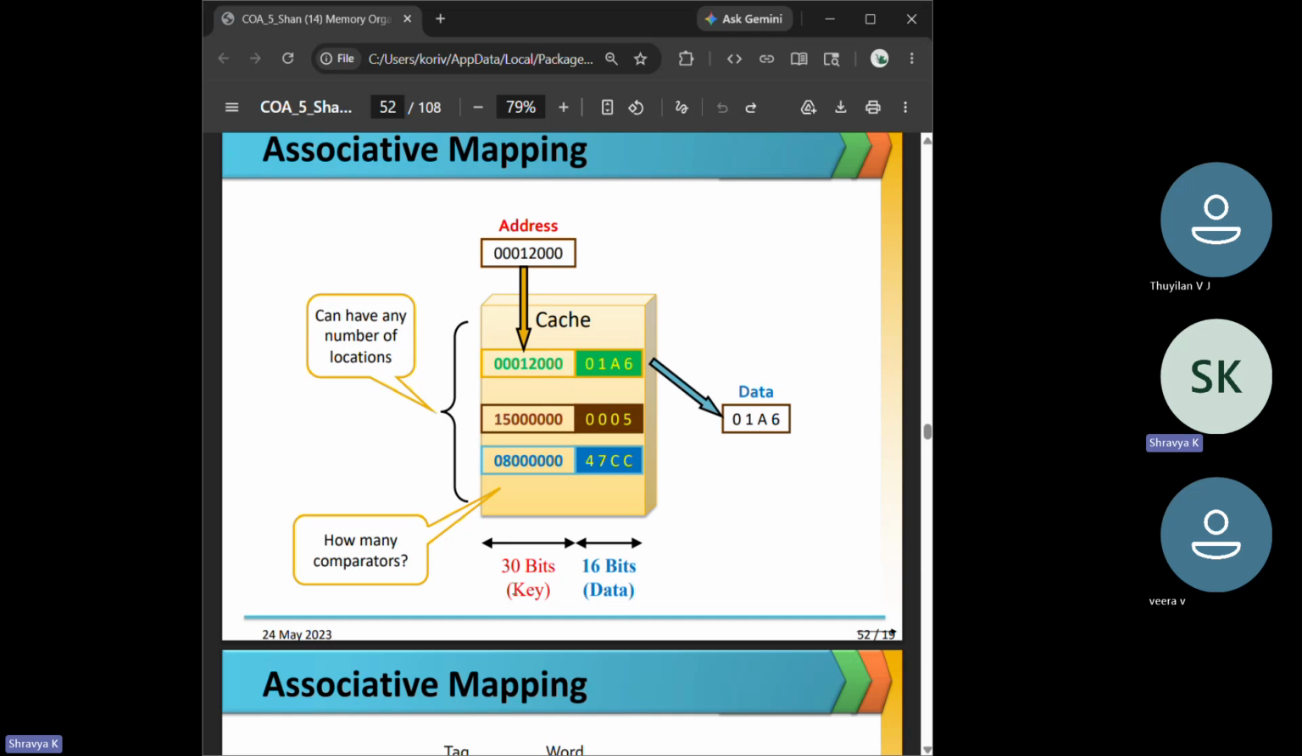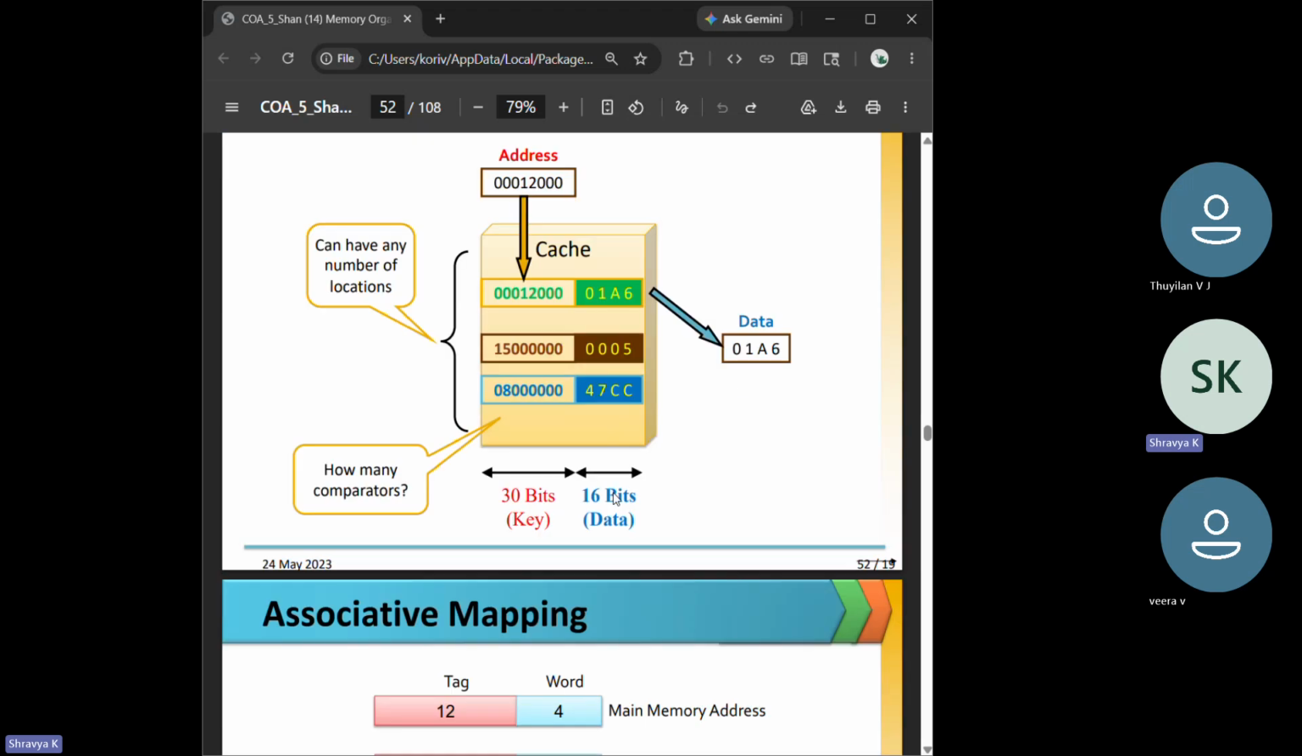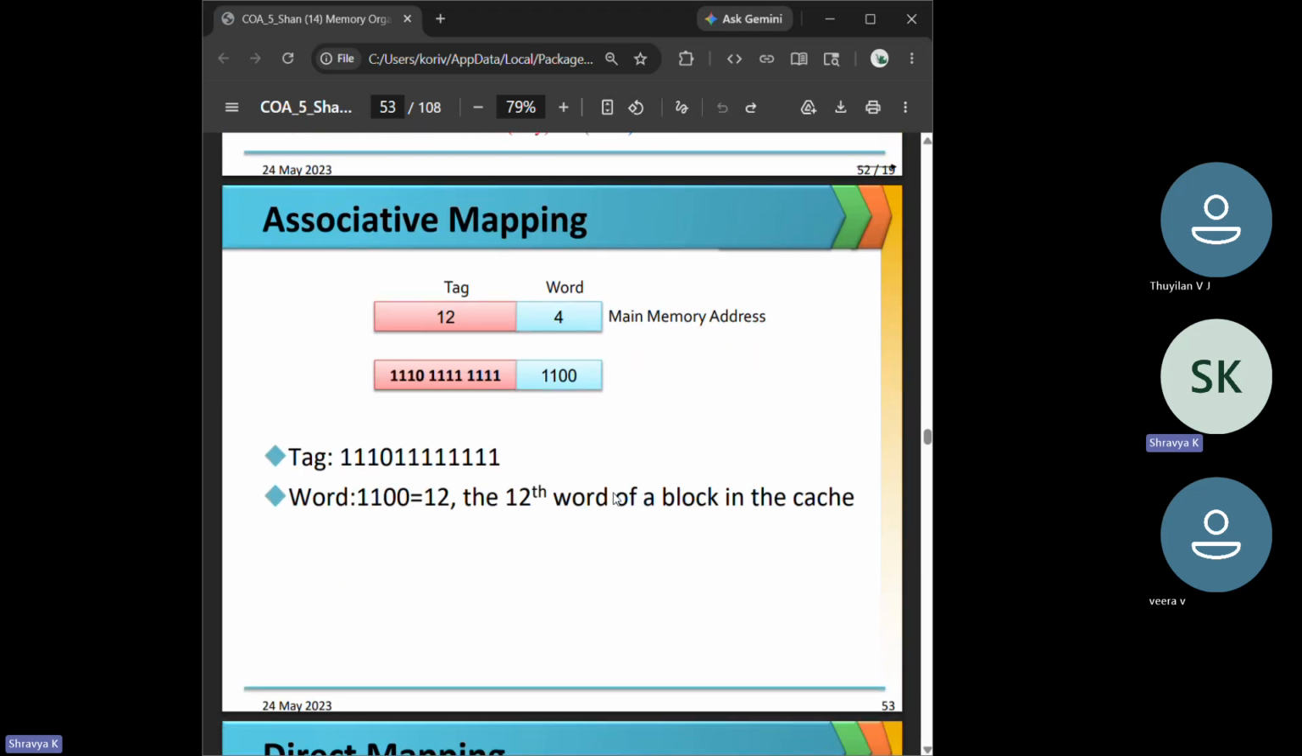And you can see over here, the key is the address, used to check the address, and the data is the data stored in that particular memory address, right? So that is how associative mapping works.